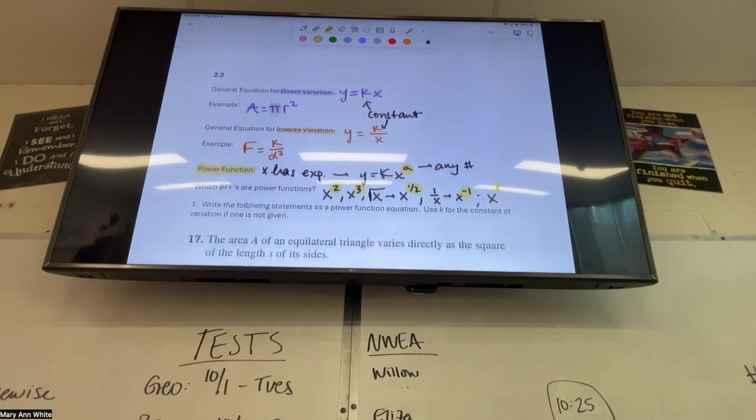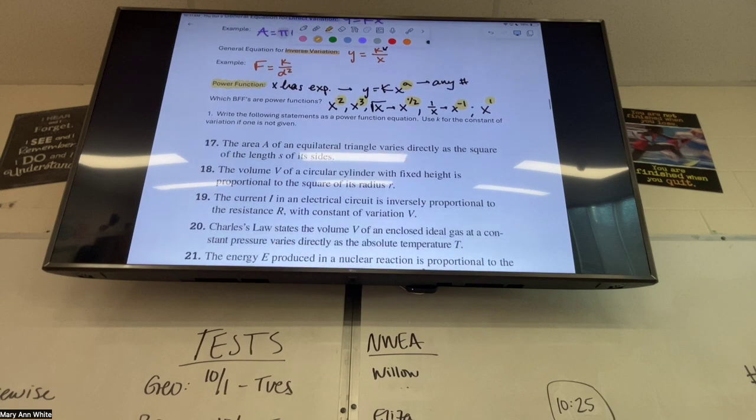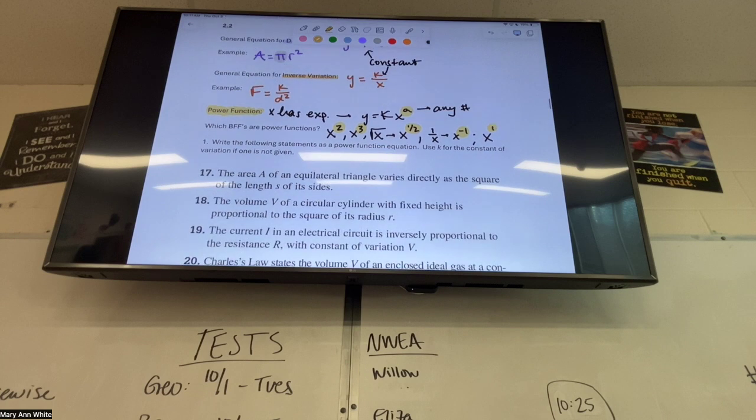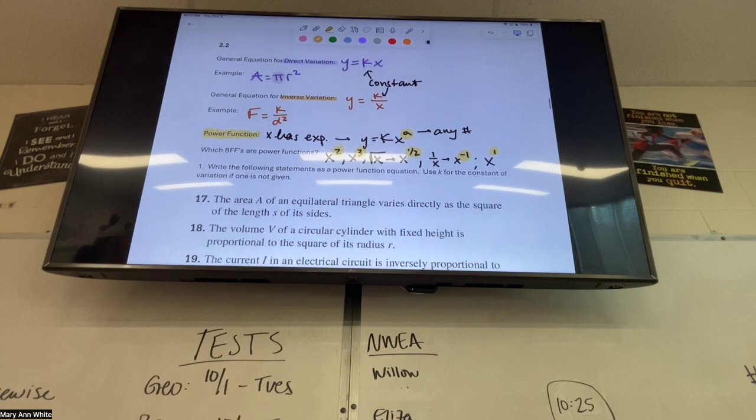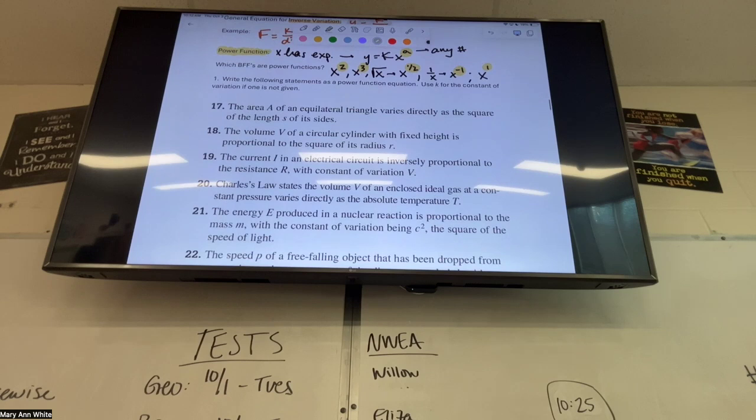Excuse me. Okay, so we're going to start these next few problems. It says, write the following statements as a power function equation. We're going to use these expressions, y equals k times x, and then y equals k over x. And then you might have constants to put in, you might have exponents to put in, all that fun stuff, okay? We have to decide first, is it direct or inverse variation?